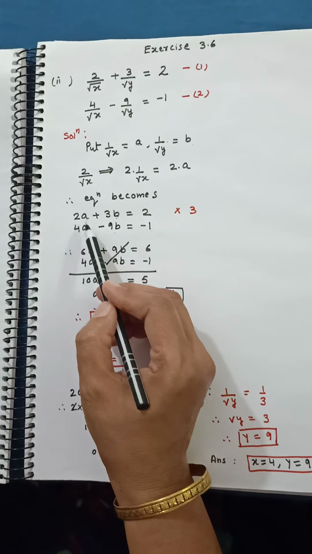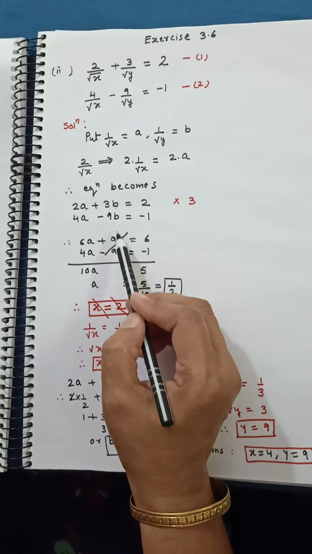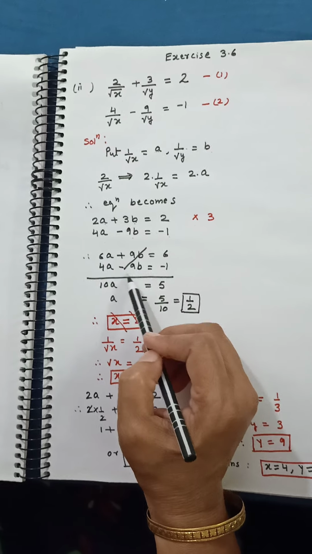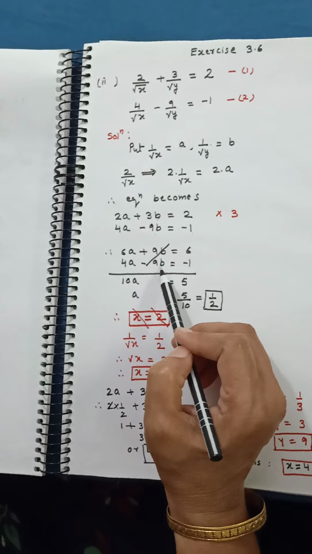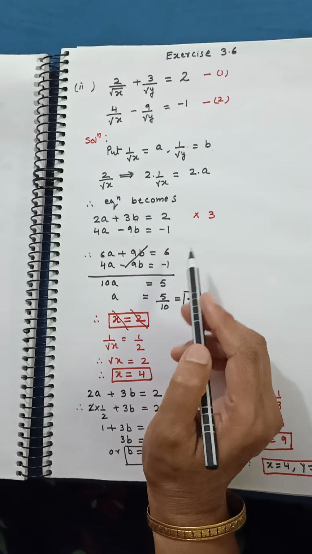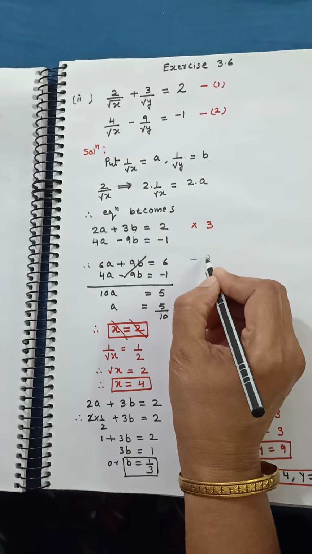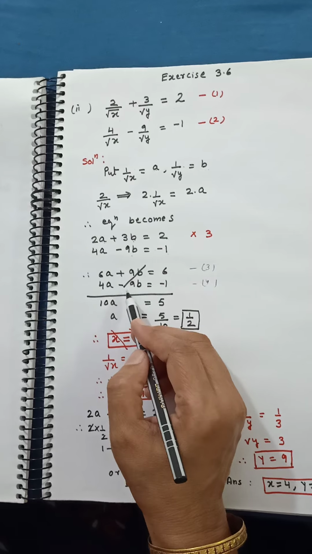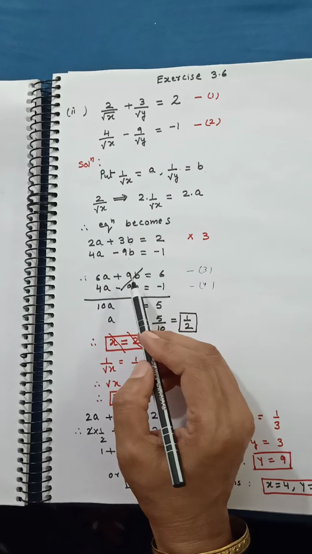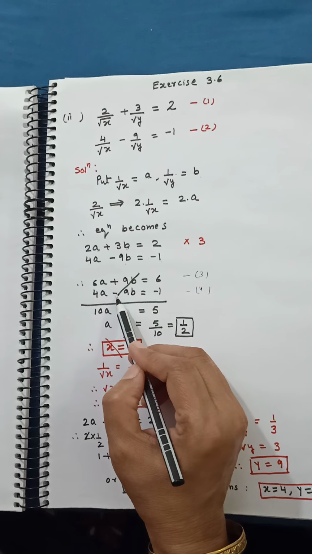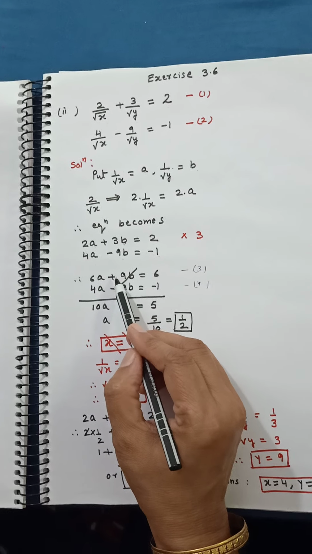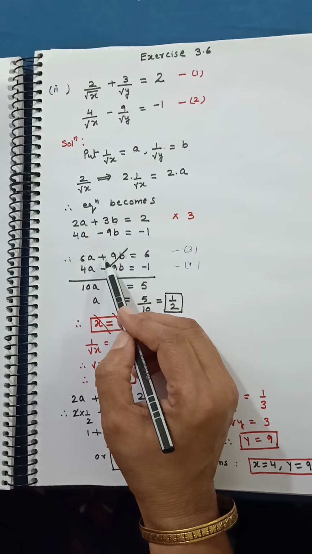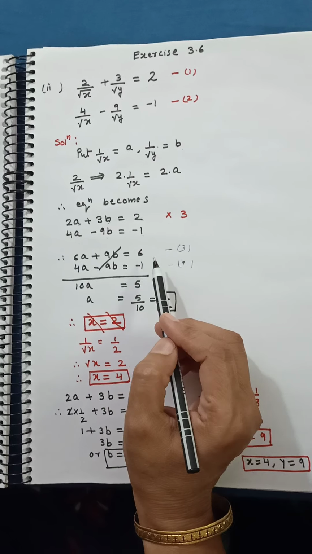So 3 into 2a is 6a plus 9b is equal to 6. Second equation write as it is. 4a minus 9b is equal to minus 1. Name this equation as 3 and name it as 4. On adding, we are adding. Why we are adding? Because here it is plus sign, here it is minus sign. Whenever you have plus sign and minus sign, add it. When both the signs are same, subtract it.